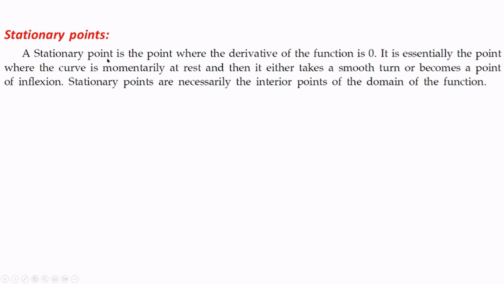Next we have what is known as a stationary point. The stationary point is the point where the derivative of the function is 0. So here it is a point where the curve is momentarily at rest and then it will take a smooth turn, or it becomes a point of inflection. So here again stationary points are necessarily the interior points of the domain of the function. So these are with respect to stationary points.